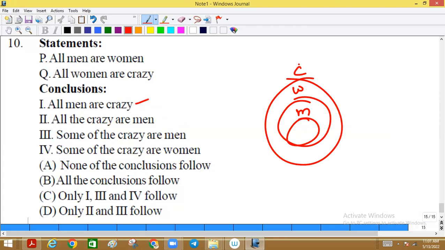All crazy are men. Where is C? Crazy is on top, inside men is there. So all crazy is wrong. Some of the crazy are men. Yes or no? Yes. Some of the crazy are women. Yes or no? Yes, because here is all. Obviously, some is correct. So no need to check them in the exam. So what is the answer? 1, 3, 4 follow. So answer is option C.